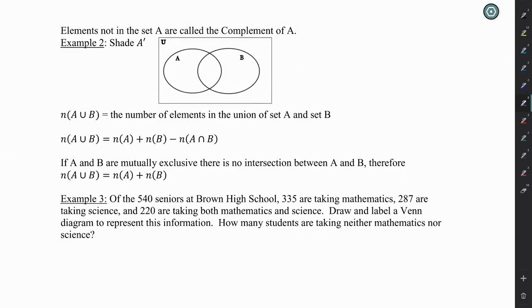Elements not in the set A are called the complement of A. So, for example 2, we want to shade A prime. The trick with shading A prime is it's going to be the B circle that's only B, but it's also going to be everything around the outside. So don't forget about that region.